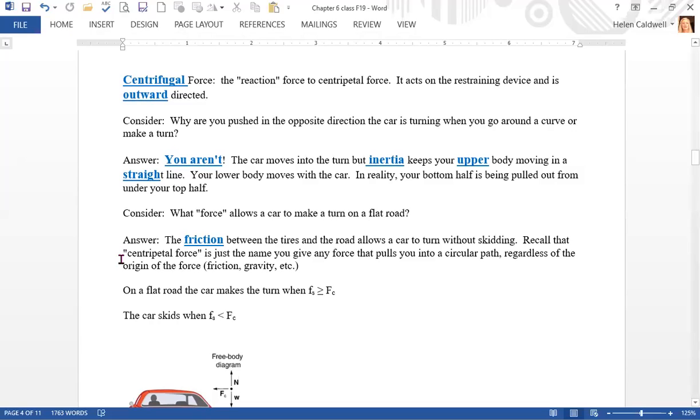Centripetal force is the name we give any force that pulls you into a circular path, no matter where it comes from. It can be because of friction or gravity, or I can tie you to a string and do the old heave-ho and pull you in. And I would be supplying the centripetal force. So centripetal force is just a name for forces that pull you in a circular path, but they have to have some source. And again, on a flat road, that is friction.